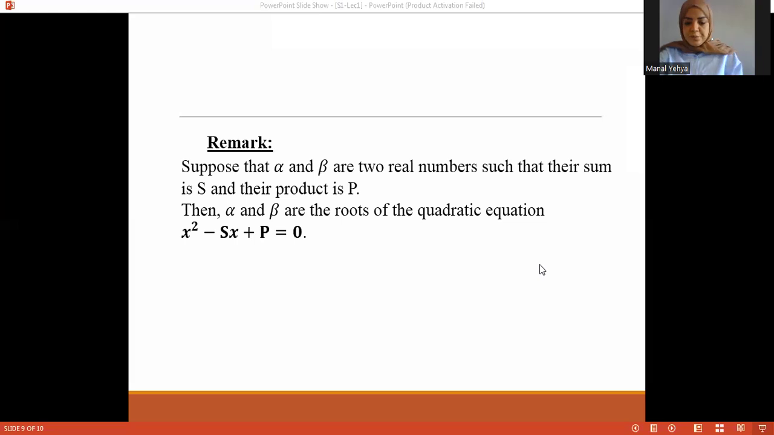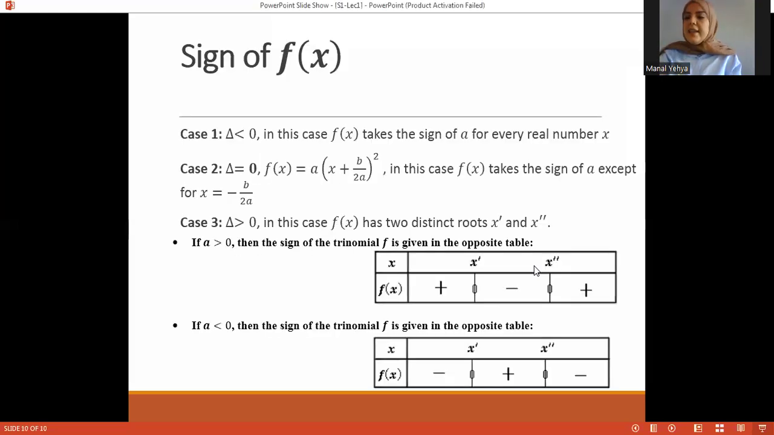Let us continue. Now we need to study the sign of the quadratic equation. So we need to know when the equation is positive and when the equation is negative. Last year, we already learned how to find the sign of a polynomial function. We used to factorize the equation, put the roots in a table, and find the sign of each factor alone. In this case, we are going to find the sign of this function without writing each factor alone.